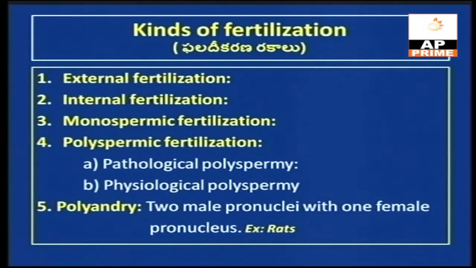And what are the different kinds of fertilization? Depending upon the fusion of the male and female gametes, whether one sperm is involved in the fertilization process or more sperms are involved, this can be divided into various types. The first one is external fertilization. As previously we discussed, the fusion of male and female gametes takes place outside the female body, and it is called external fertilization.